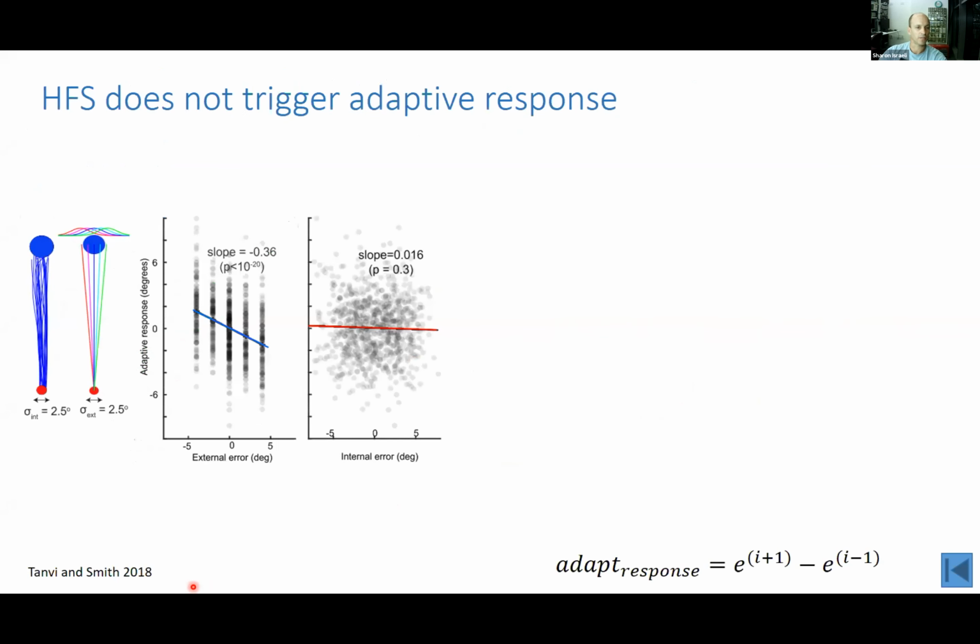Finally, we aim to exclude the possibility that HFS disturbs adaptation by adding external noise. If HFS functions as an external noise, it would be expected to have a similar effect as perturbation does, even when the force field is turned off. Tanvi and Smith in 2018 added external noise to a visuomotor rotation task in the form of perturbation variability and measured the adaptive response to this noise as defined here. They found a clear adaptive response to externally applied noise, while no response to internal noise of the same magnitude.